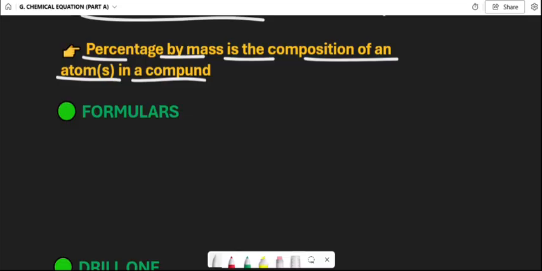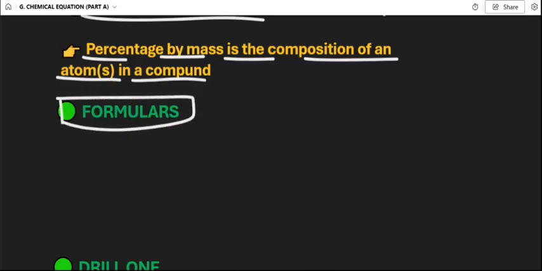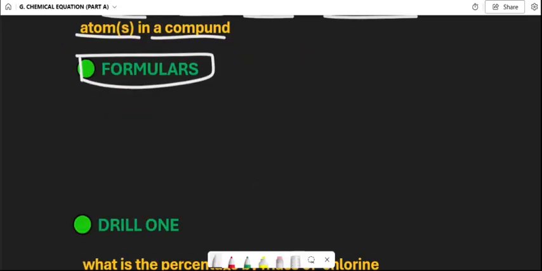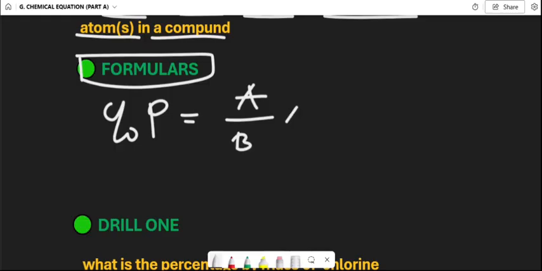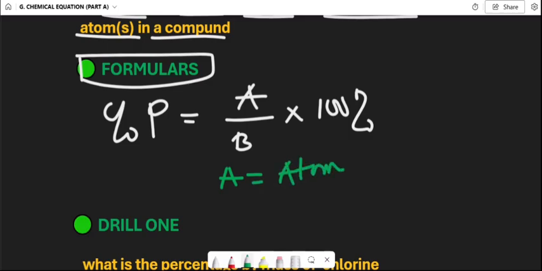Okay, let's give a simple formula for that. The formula for percentage by mass is equal to A over B multiplied by 100%, where A is the atom and B is the compound.